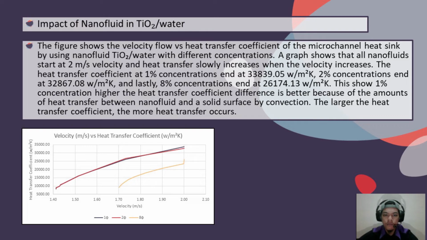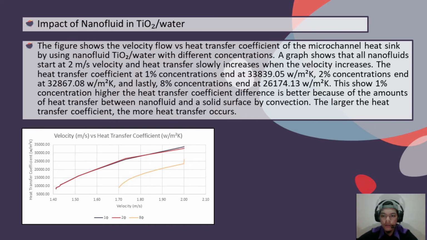The heat transfer coefficient at 1% concentration and at 33,839.5 watt per meter cubed Kelvin for the second concentration and at 32,867.8 watt per meter cubed Kelvin, and lastly for the third concentration at 26,174.13 watt per meter cubed Kelvin. This shows that the 1% concentration has a higher heat transfer coefficient.